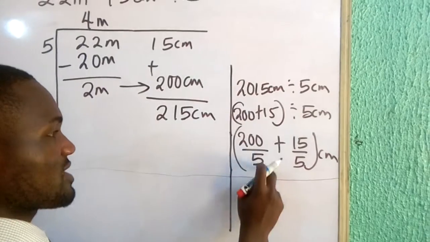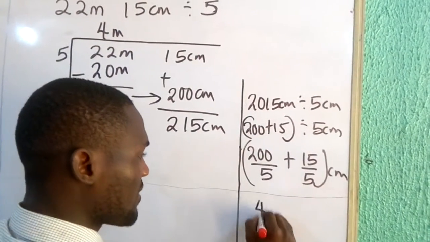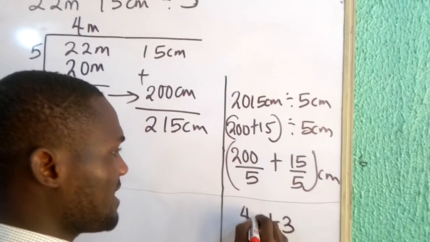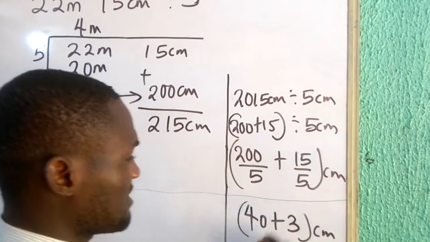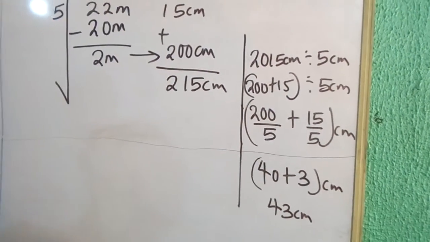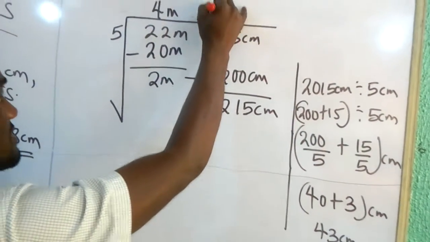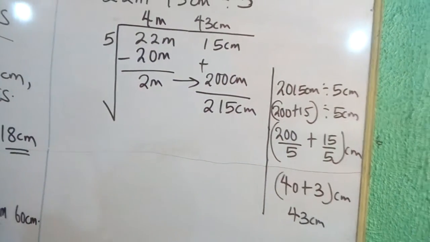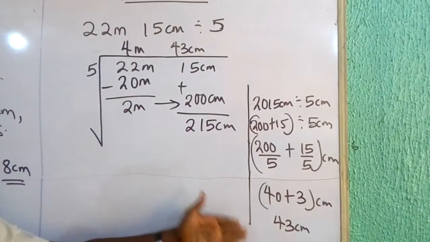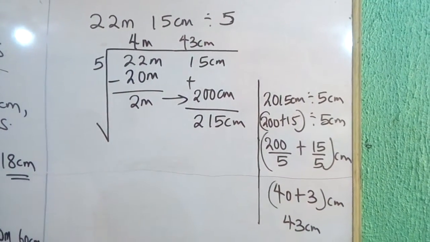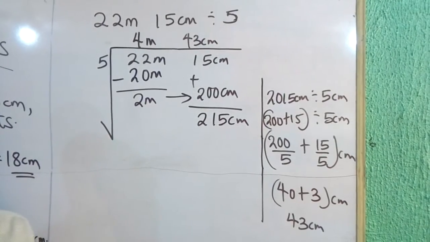10 fives is 50, so 200 divided by 5 will be 40. So we have 40 plus 15 divided by 5, which we all know is 3, all in centimeters. Therefore, we have 43 centimeters. For the centimeter part, we have 4 meters, 43 centimeters as our answer. I believe it's very simple. After taking the centimeter part, you break it down to the lowest unit by dividing it by 5.